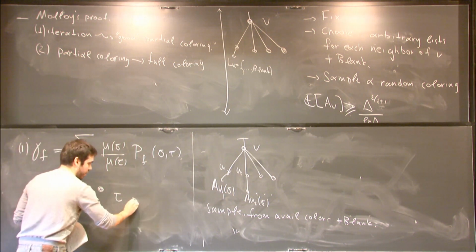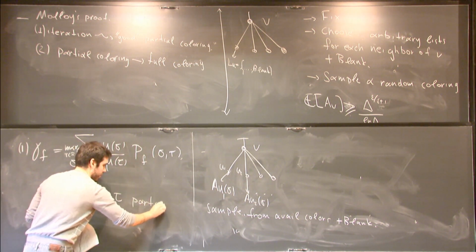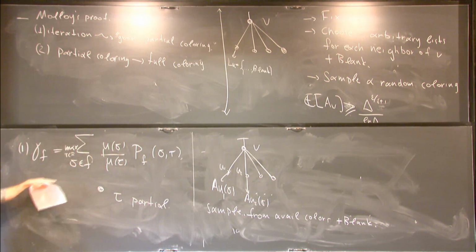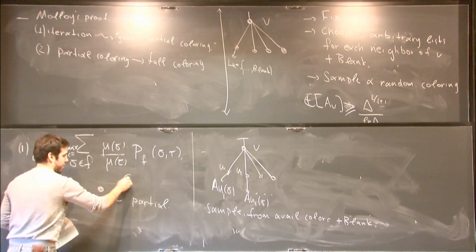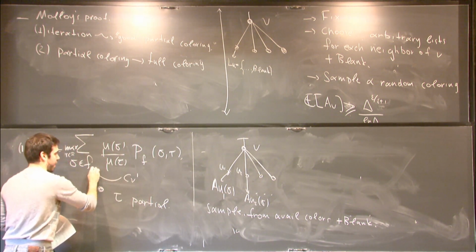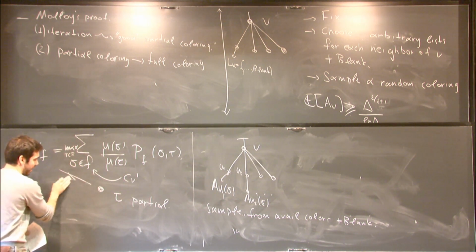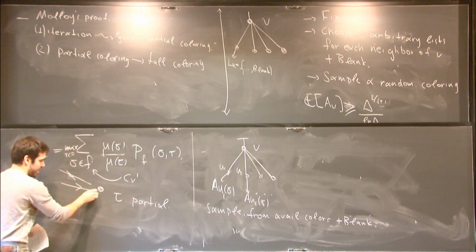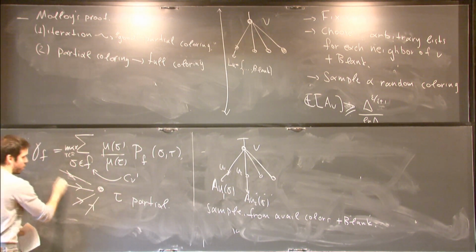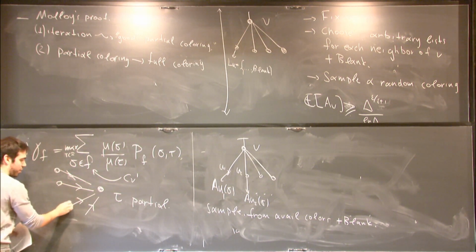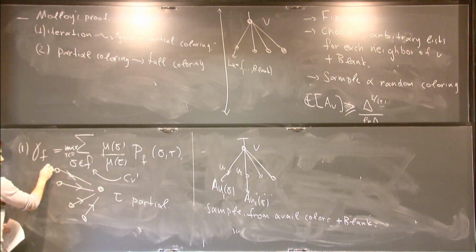Okay, so this is a partial coloring, and you have a constraint in mind. Let's say CV1. So this is the constraint that corresponds to this flow. And now you look at the in degree in this state. So you basically look at all partial colorings, all partial proper colorings.